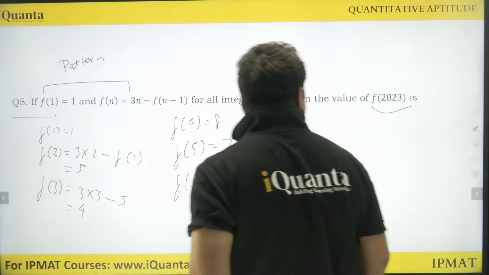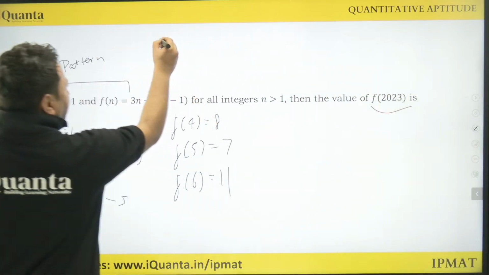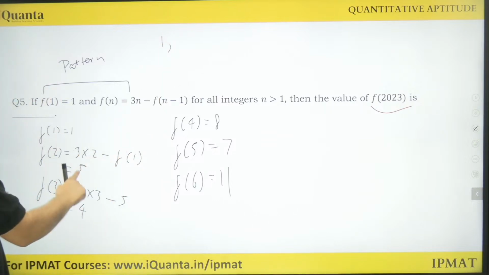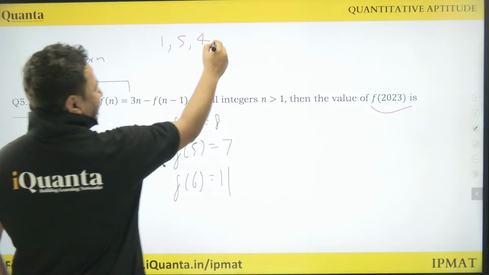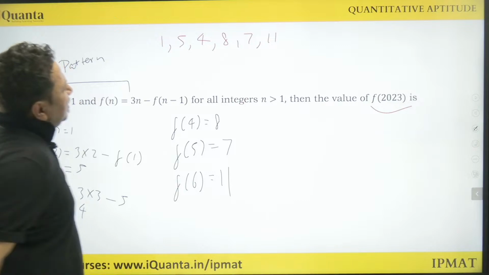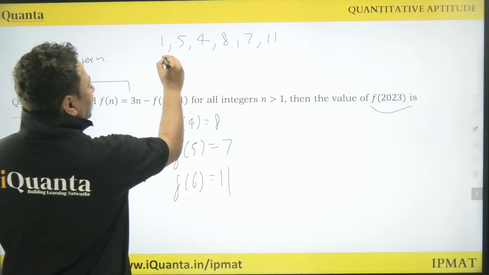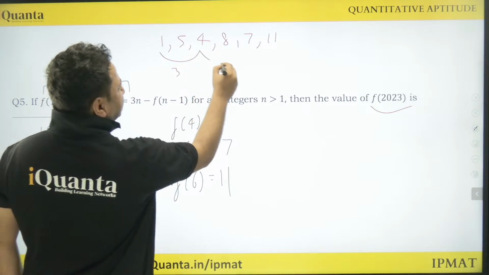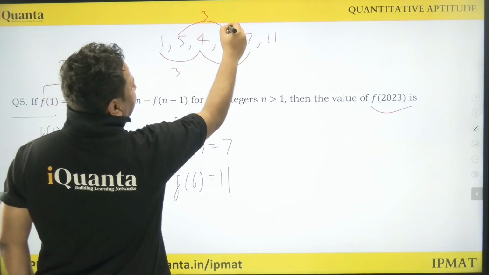Chalo, let us try to write these numbers in quick succession. First is 1. Then we have 5. Then we have 4. Then we have 8. Then we have what? 7. Then we have 11. Are we able to find a pattern? Anyone? What I can see is that these alternate numbers are at a gap of 3. The same is happening over here also.